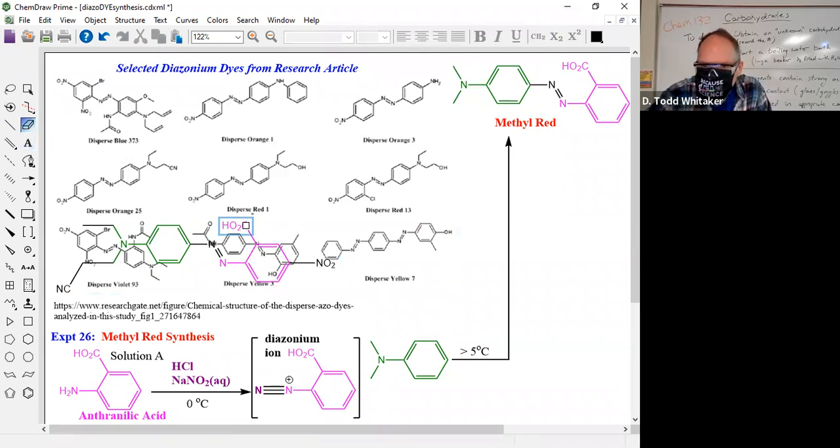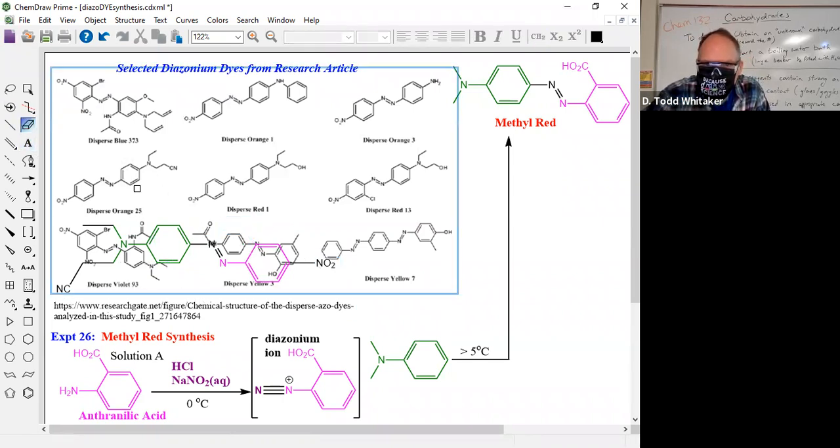And we don't have a carboxylic acid on ours. I believe I got this structure.